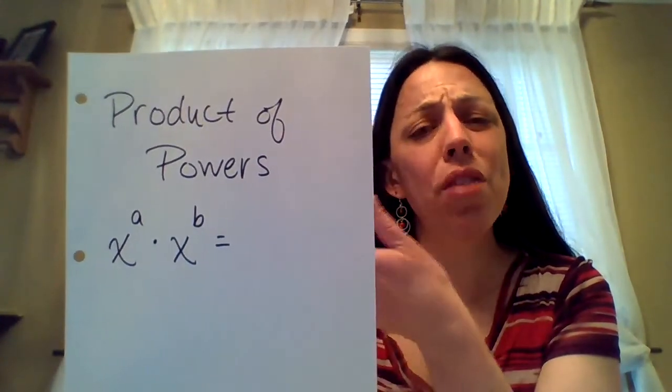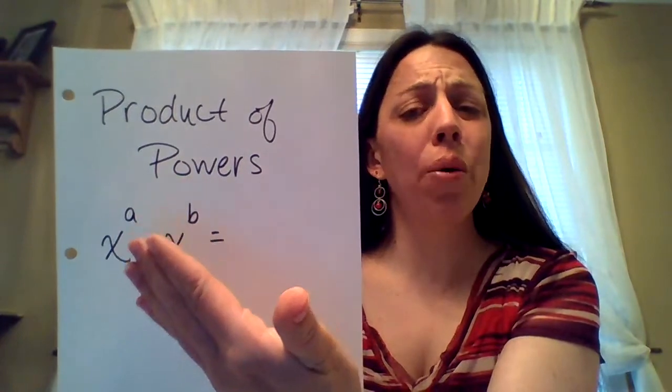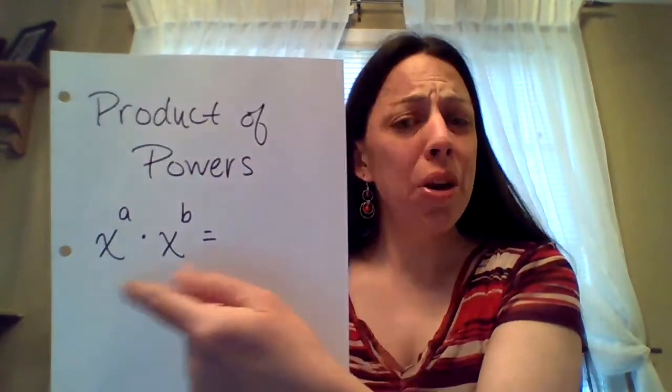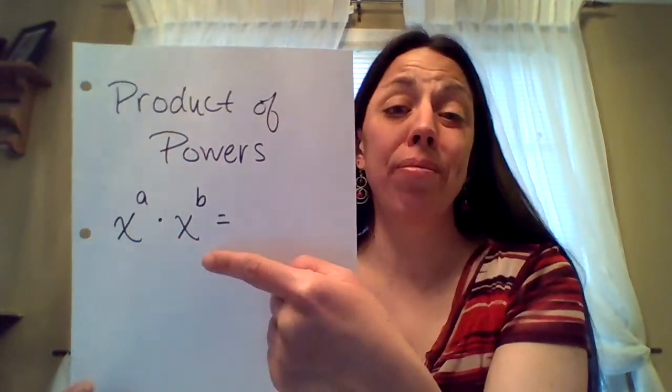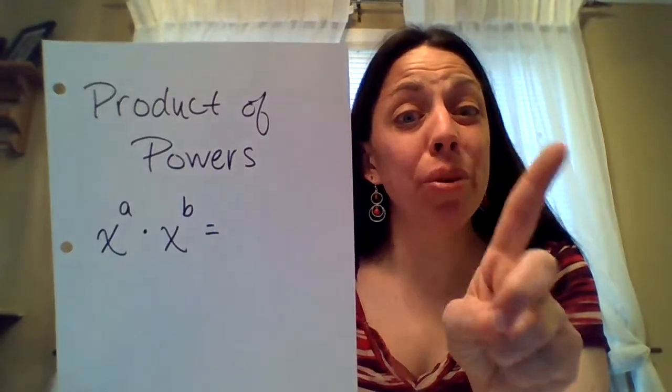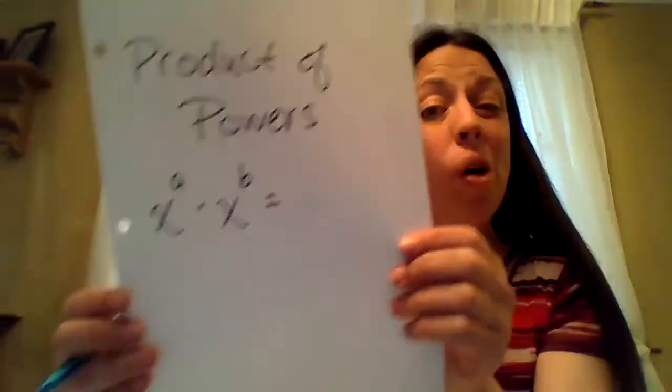What would happen if we would have x to some power times x to some power? Notice our variables are the same. So since our variables are the same, the variable stays the same. It does not become two x's. It is just one x still. Oops, sorry, let me pick a different color so it shows up a little bit better. The answer is still just x.